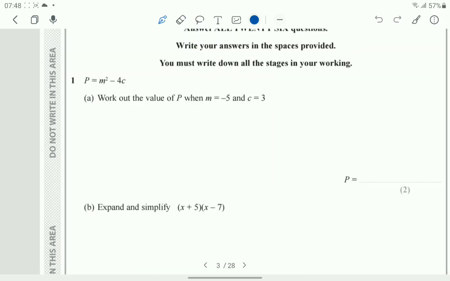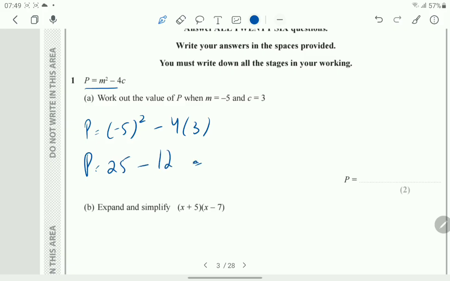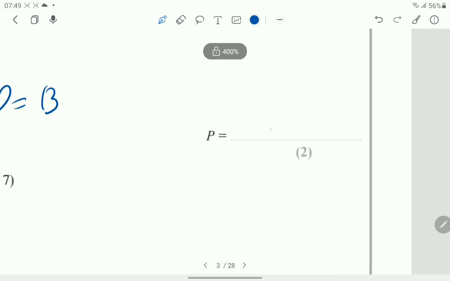So starting off with question 1, P equals m squared minus 4c. Work out the value of P when m is equal to minus 5 and c is equal to 3. So P is equal to minus 5 squared minus 4 times 3. P is equal to 25 minus 12. So P is equal to 25 minus 12, which is 13. So 13 is your final answer.